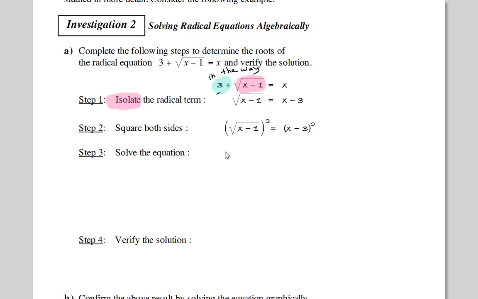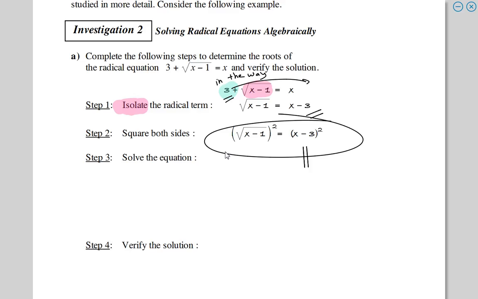So this 3, he needs to get out of the way. You need to go over here, buddy. And that's what happens. And then you can square both sides. Okay? But look at the right-hand side. Look at this nastiness. When you square that, you have to use FOIL. So you really have to dig deep into your toolbox.